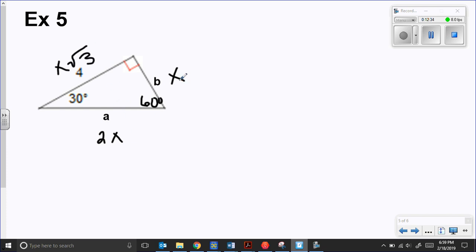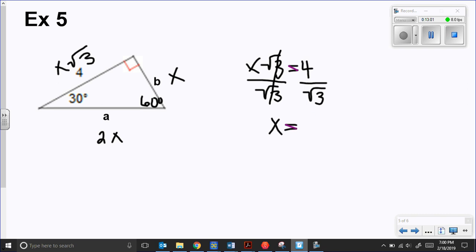So now we need to figure out what X is. We don't know what that is yet, but we do know that X times the square root of 3 is equal to 4. And so now let's solve for X, and how are we going to do that? We're going to divide both sides by the square root of 3. And so here the square root of 3 is canceled, so we have X is equal to 4 divided by the square root of 3.